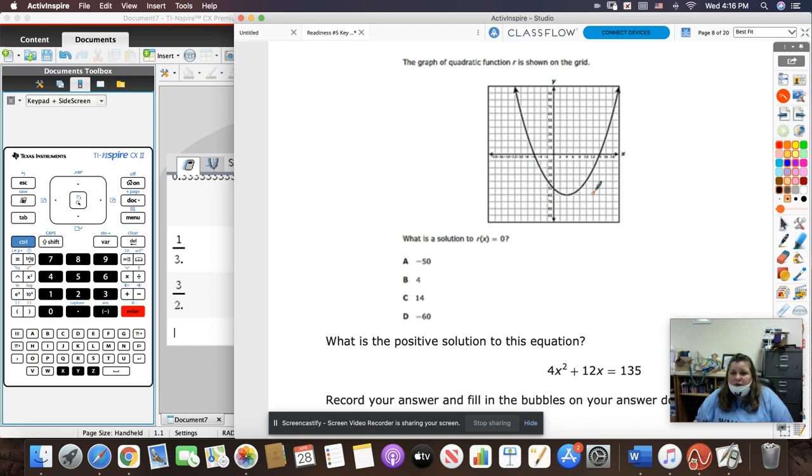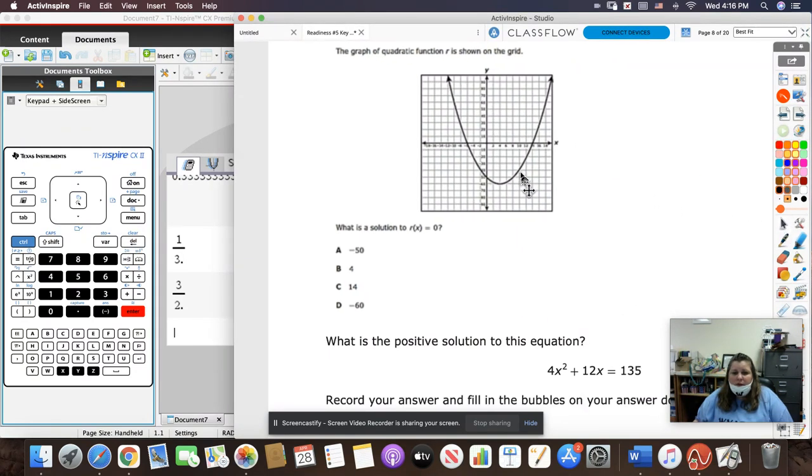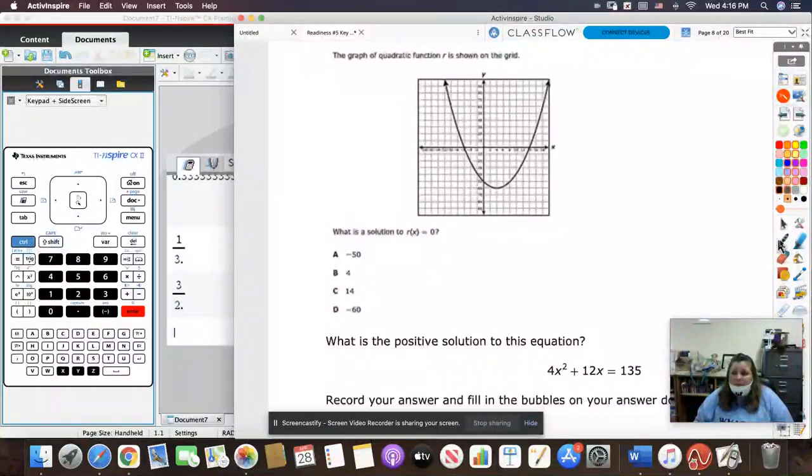Here are 2 more. I just want to run through these with you, because we have some of the same things. Again, what is a solution? That means I'm looking for the x-intercepts. And it says again, f of x equals 0, because any point on the x-axis has y as 0. Y is always 0, and then x has a value.